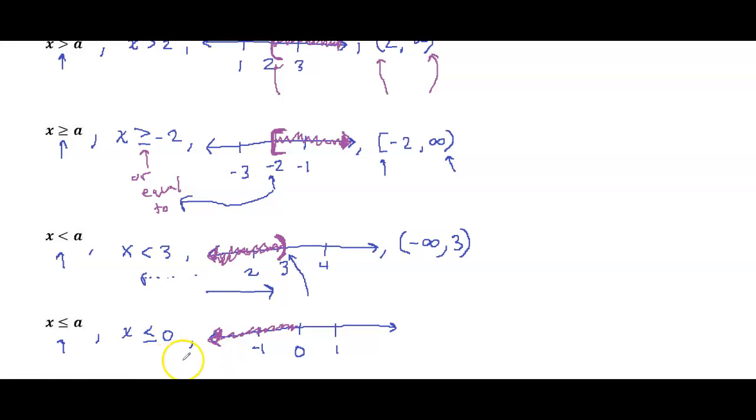But once again, 0 is included. We have the or equal to part, so 0 is included. And we will use a closed bracket there, right on 0. In interval notation, we would read this from left to right. All the way to the left, we have negative infinity, comma, 0. 0 is included, so we'll use a bracket to the right of 0.